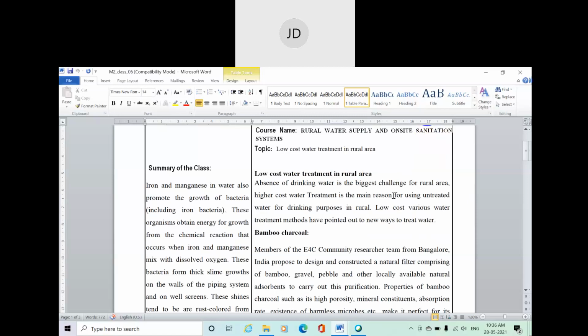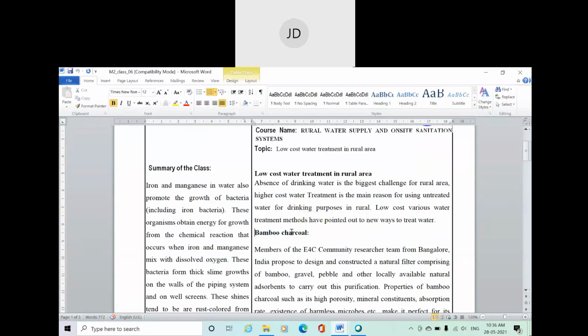So when it comes to low cost, how can you minimize the cost? By using a locally available material, or a waste product in the treatment plant, like for example bamboo charcoal. It is one of the components. You can search in Google and find different innovations regarding low-cost water treatment. I'm giving you just some examples, like bamboo charcoal can be used.